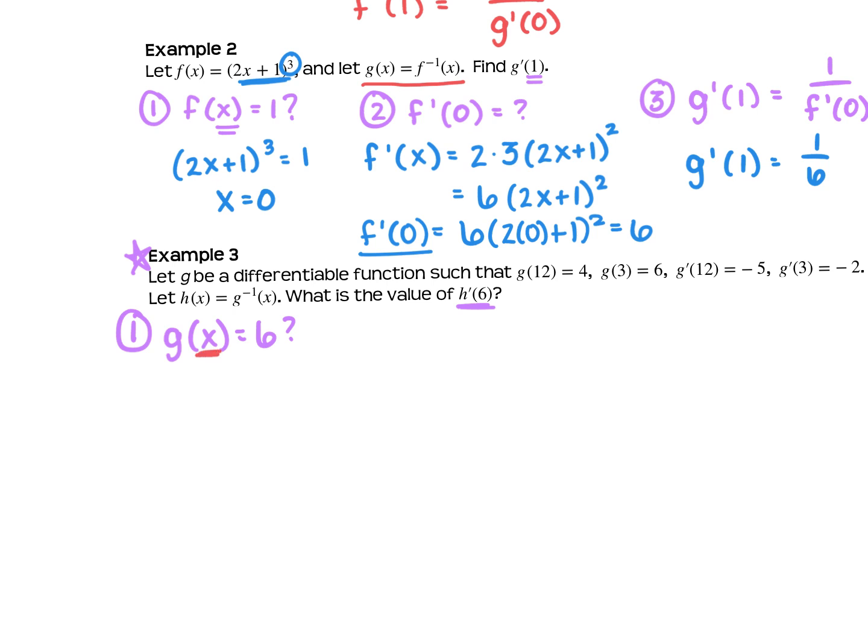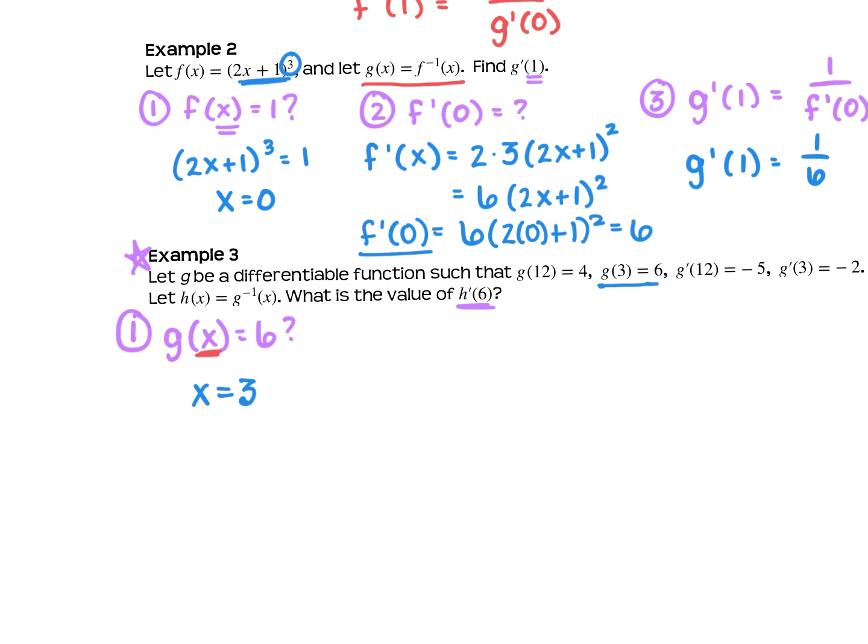So take a look at the list of values that you're given and see if you can answer that question for yourself. And it really is kind of just sitting there for you. Right here I can see that g of 3 is equal to 6. So I found my magic x value. In the g function, we have the coordinate 3 comma 6. In the h function, that same coordinate would be 6 comma 3, right?